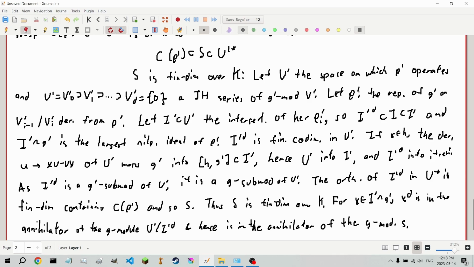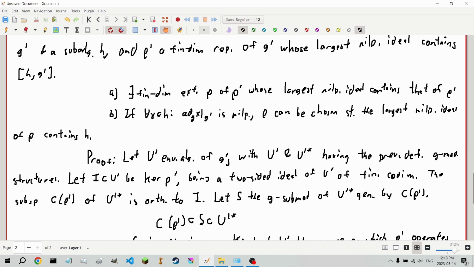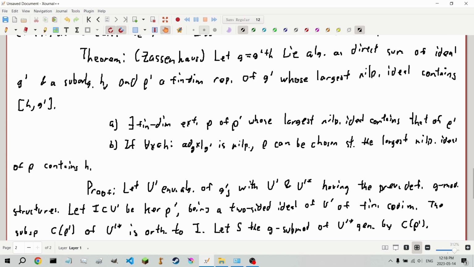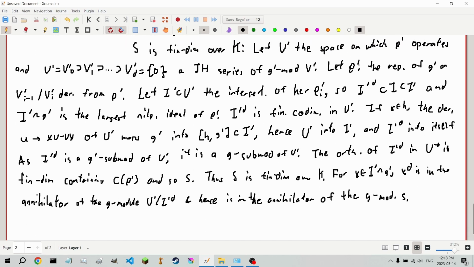One second. Alright. So I believe that is part of it. We have it's finite dimensional on that, so we have a bit more to go.